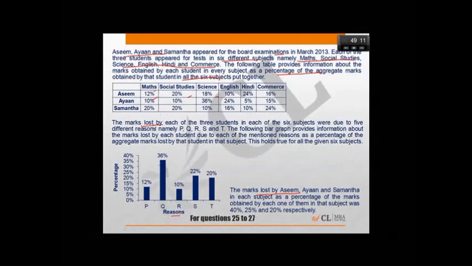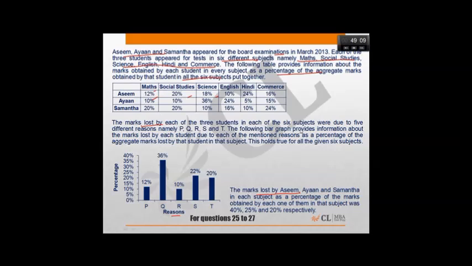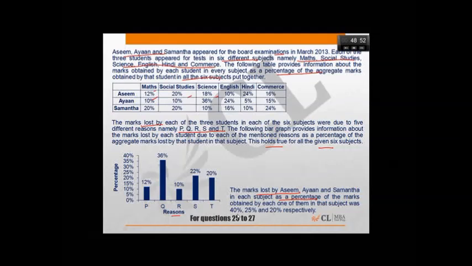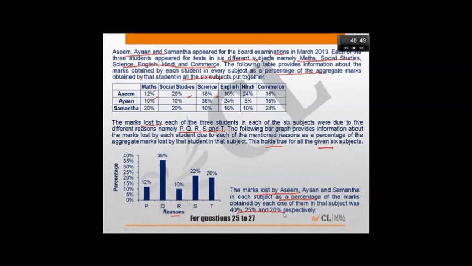The marks lost by each of the 3 students in the 6 subjects was due to 5 different reasons, PQRST. The following bar provides information of marks lost by each due to these reasons, this holds true for each of the 6 subjects. The marks lost by Asim, I and Samantha in each subject as a percentage of the marks obtained by each one of them was 40%, 25% and 20%.